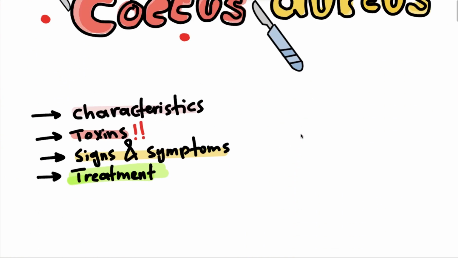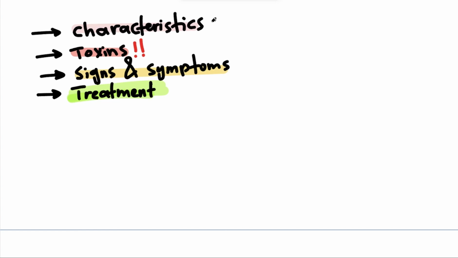So let's start. This is our outline for the lecture. We're going to talk about the characteristics of this bug, the toxins it produces, the signs and symptoms it causes, and then lastly, we're going to talk about the treatment.